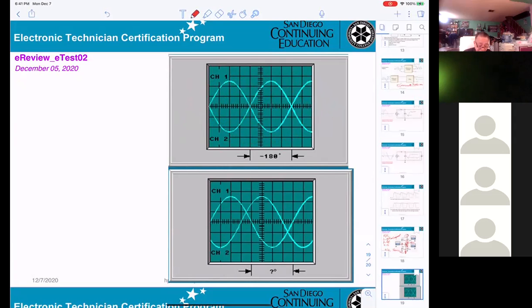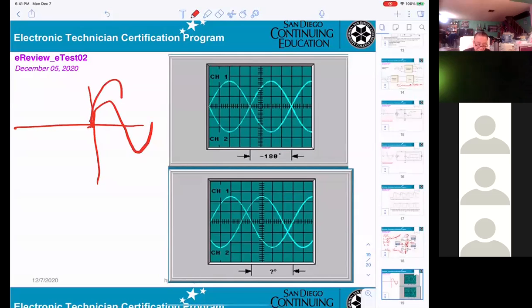And if you see one goes this way, the other one goes this way, only bigger. What is that? In phase. In phase, correct. Now, on number 2, they display input of channel 1 and input channel 2. So in this case, they are not out of phase. They are not in phase.